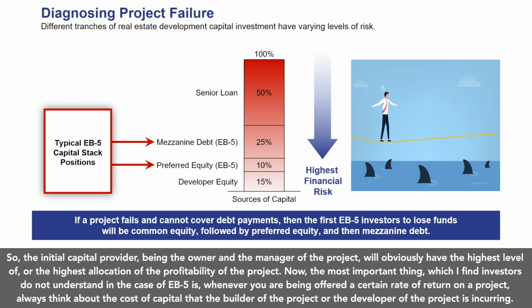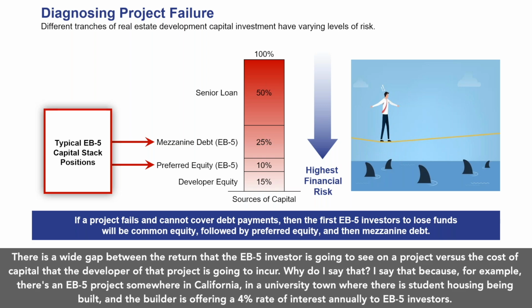Now, the most important thing which I find investors do not understand in the case of EB5 is that whenever you are being offered a certain rate of return on a project, always think about the cost of capital that the builder or developer of the project is incurring. There is a wide gap between the return that the EB5 investor is going to see on a project versus the cost of capital that the developer of that project is going to incur.